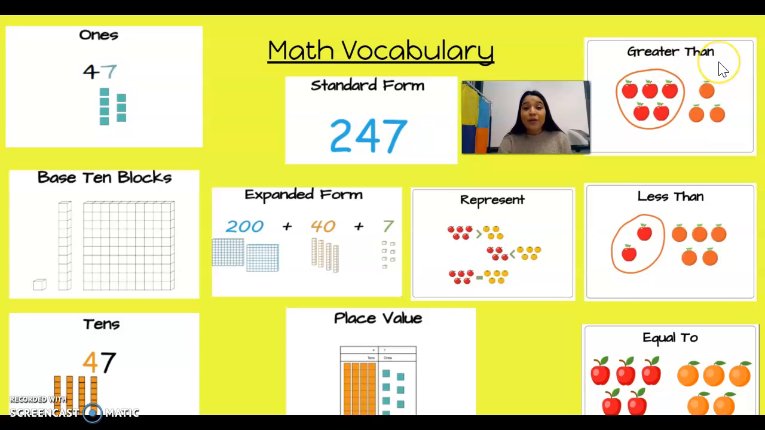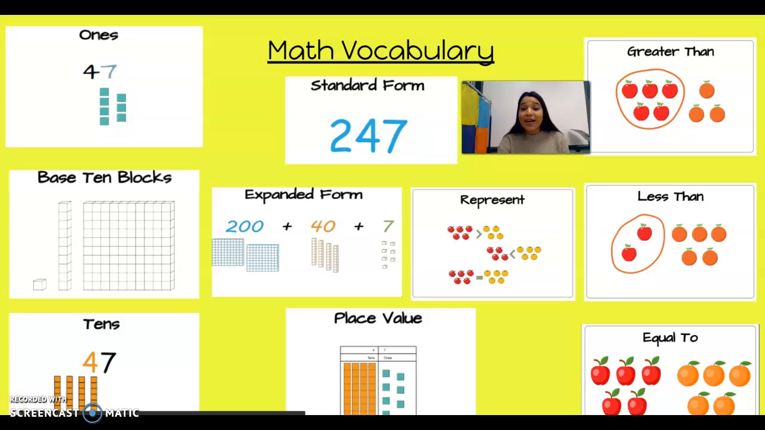Greater than. Greater than is when we want to know what number is bigger or what object has more. So right here there are 5 apples and 3 oranges, so the number of apples is greater than oranges. Less than. Less than is which one has less, what number is smaller. So right here the number of apples is less than the number of oranges because the apples have less. Equal to is when we have the same number, it's the same amount. So 5 apples is equal to the 5 oranges.